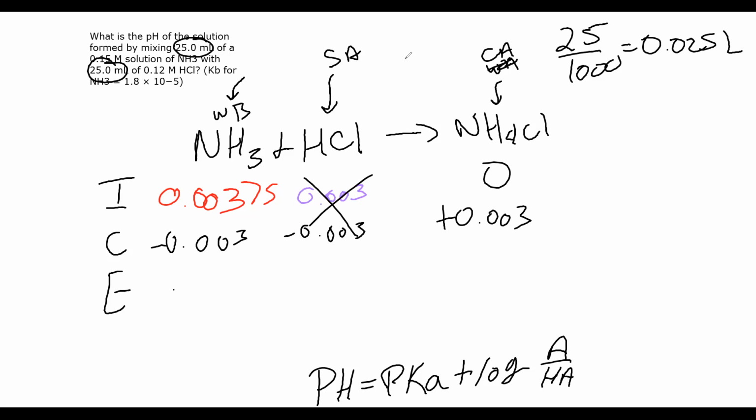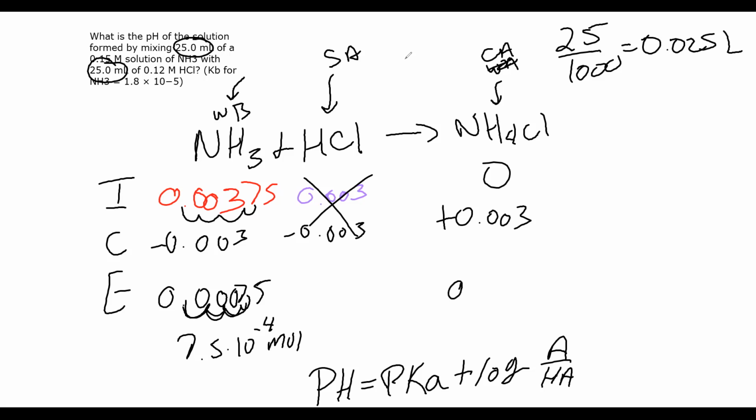So I should have 0.0075. 1, 2, 3, right? 1, 2, 3, 4. Did I mess up? Yes, I did. 3 zeros. Sorry. 1, 2, 3, 4. So 7.5 times 10 to the negative fourth moles. And I have over here 0.003 moles. Now, to do this, these guys are in concentration.